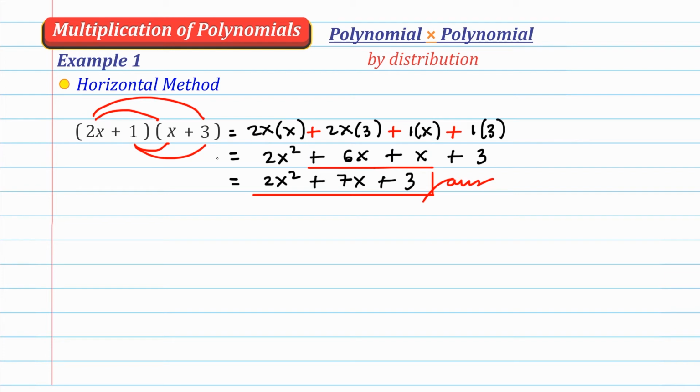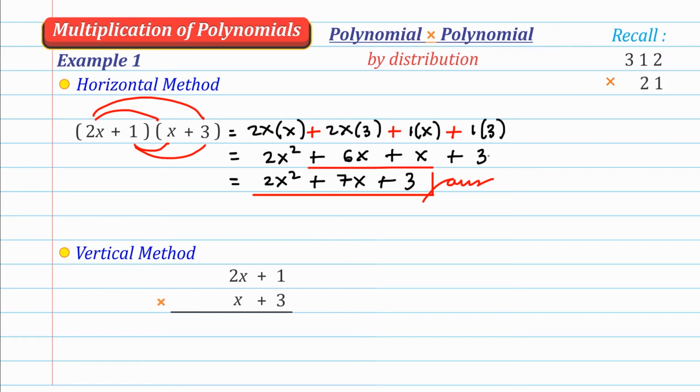Okay, now another method is called the vertical method. What you want to do is again use distribution. However, we have a basis. Let's try to recall multiplying numbers. For example, we're given 312 times 21. Now, from your elementary days, how do you do this again?